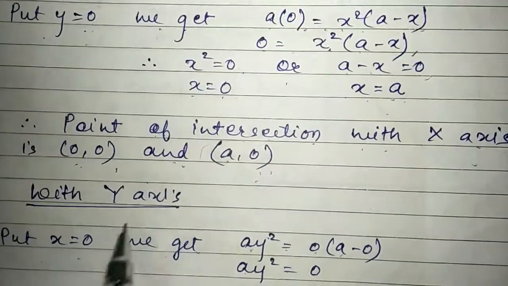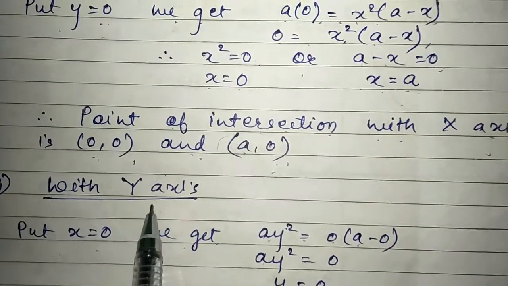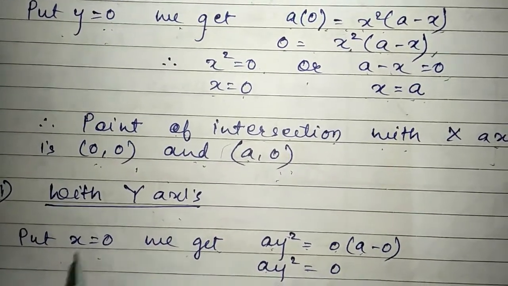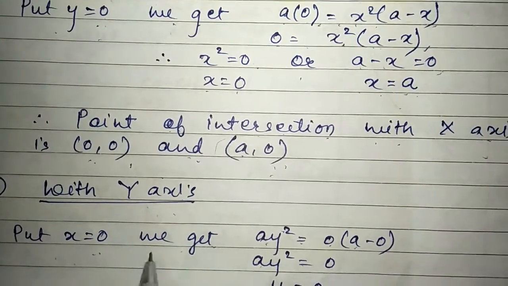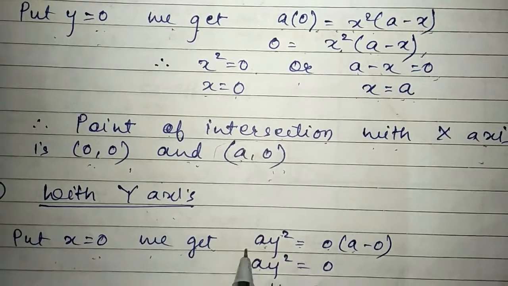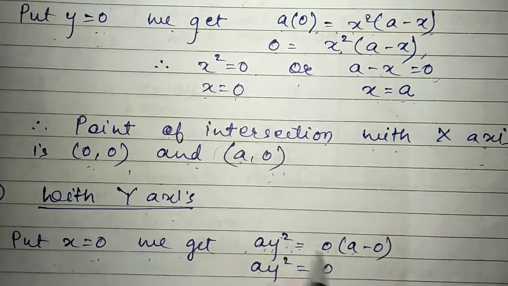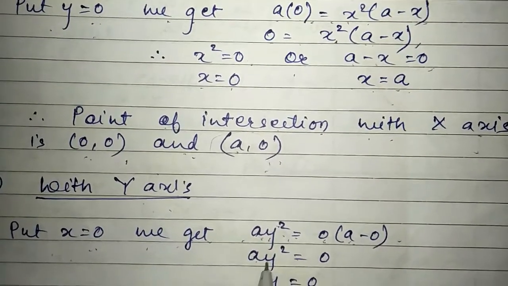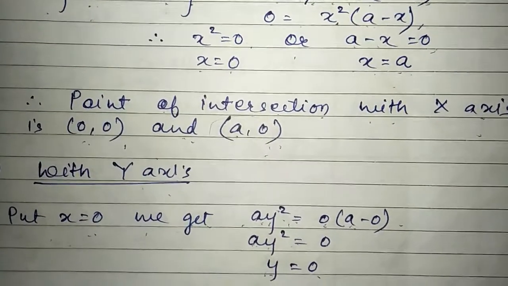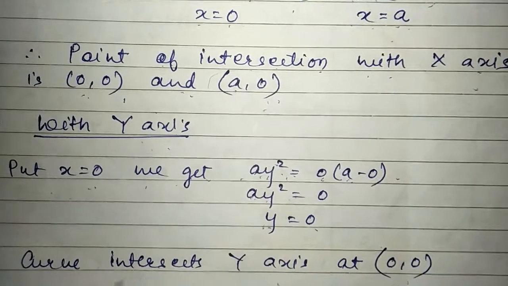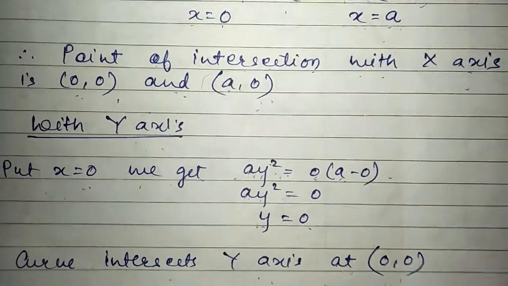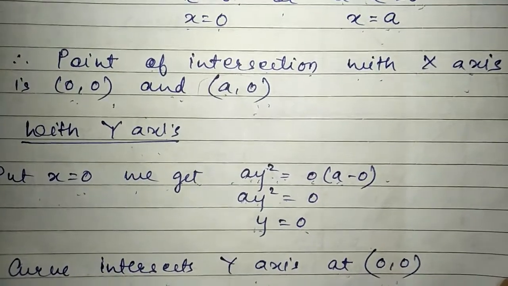Then the y-axis. To find the points of intersection of the curve with the y-axis, we'll put x = 0 in the given equation of the curve. So we get ay² = 0·(a − 0), or ay² = 0, that means y = 0. That means we can say that the curve intersects the y-axis at (0, 0), that is the origin.